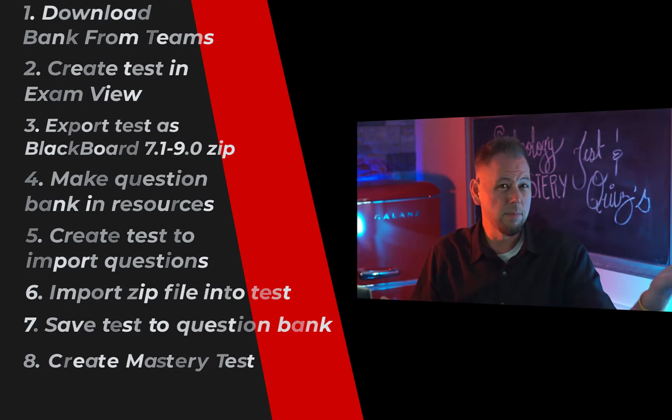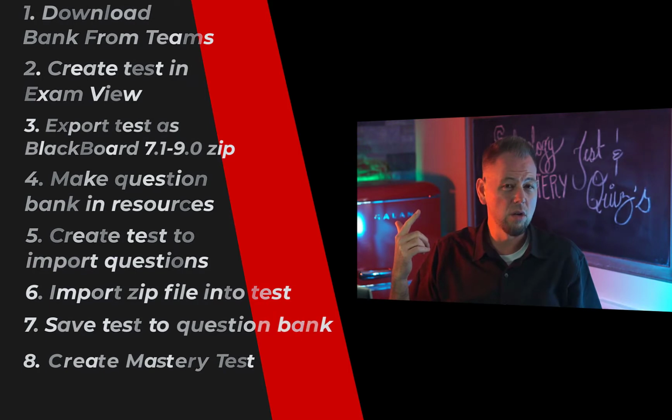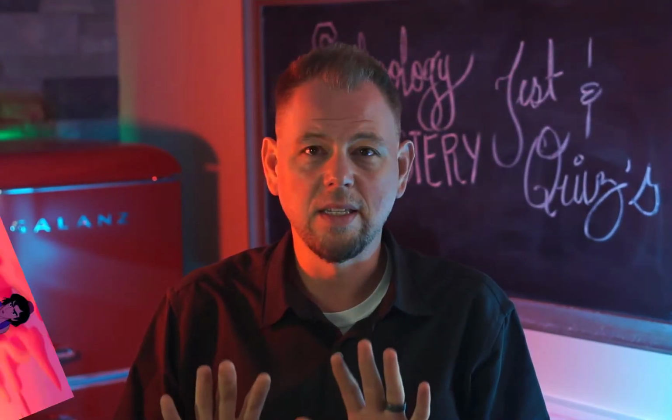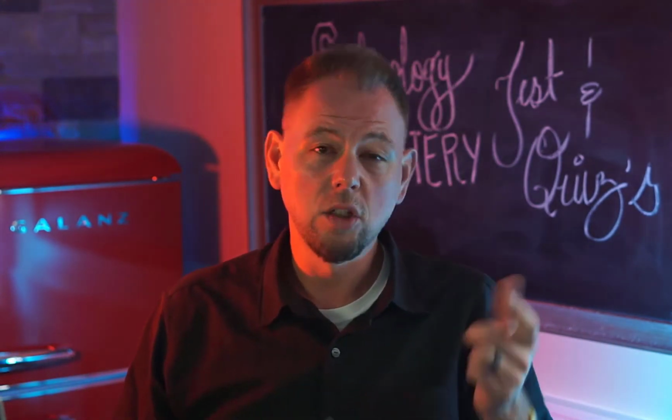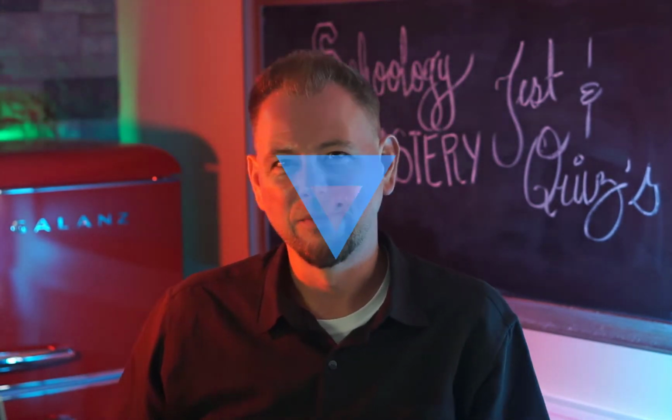So there should be about 8 steps in all. I'll put them on the screen as I go here so you can see them. It sounds like a lot, but I promise it's not bad. It's really pretty straightforward once you get through it. And once you do one section and set up one item bank, the rest will just flow right through. So let's go ahead and start doing that now. Let's take a look.